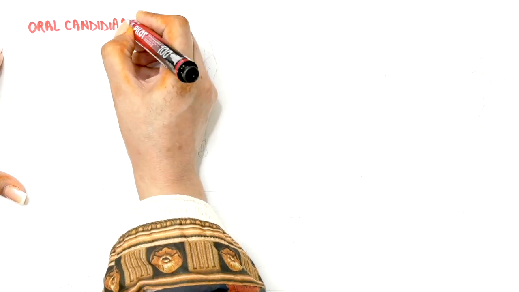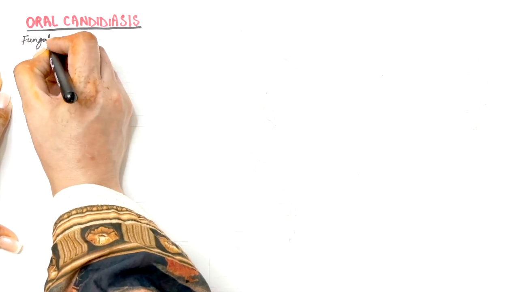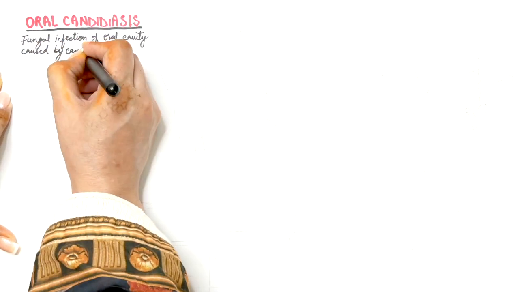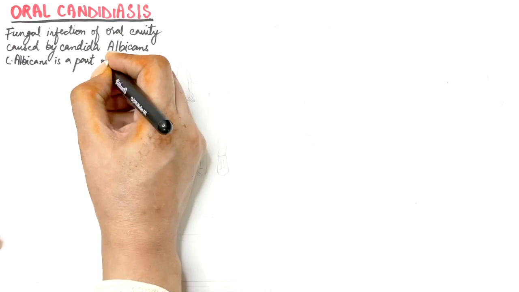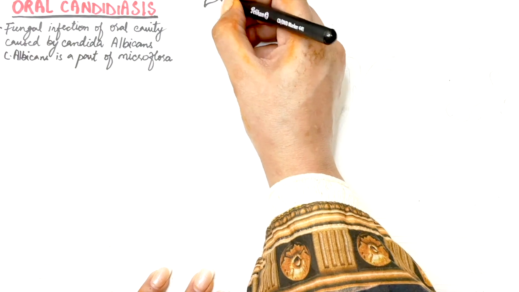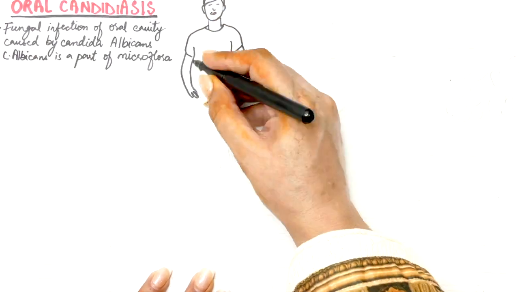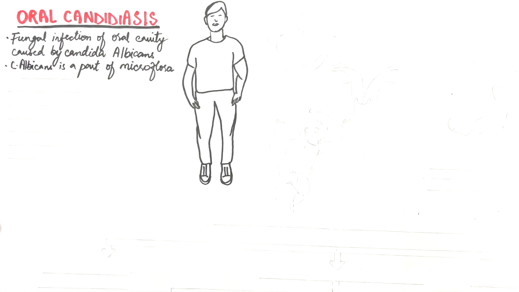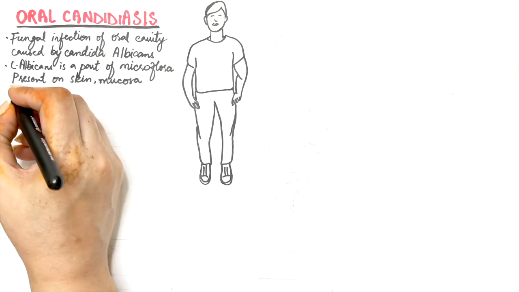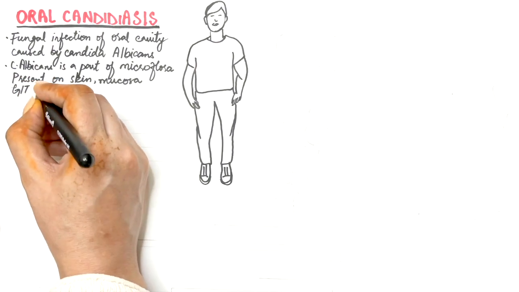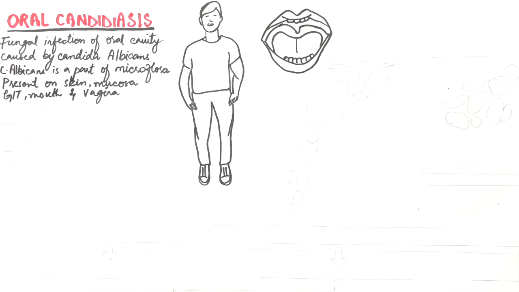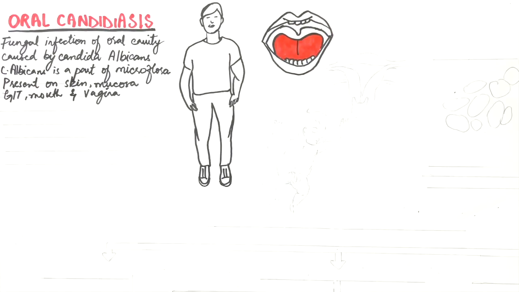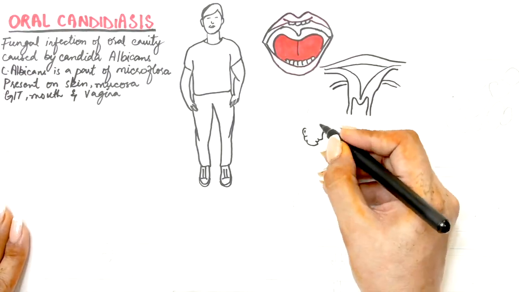Oral candidiasis is a fungal infection of the oral cavity caused by Candida albicans. Candida albicans is part of our natural microflora, or let's say they are the microorganisms that commonly live on the skin or the mucous membrane of the human body. Candida can be found on the skin, in the GI tract, the mouth, and the vagina. Most importantly, it loves moist and warm environments like mucosal lining in the oral cavity or the vagina and the diaper region of babies.